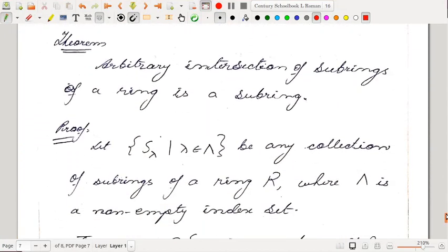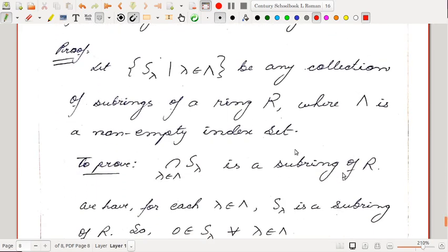Next, another similar theorem for the intersection of subrings. Arbitrary intersection of subrings is a subring of R. Now if you take infinitely many subrings, any collection of subrings, then their intersection is also a subring. So let S lambda such that lambda belongs to capital lambda. This symbol is called capital lambda, uppercase lambda. Let the set of S lambda such that lambda belongs to capital lambda be any collection of subrings of a ring R, where capital lambda is a non-empty index set.